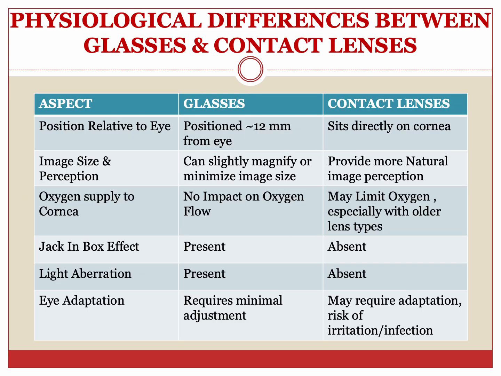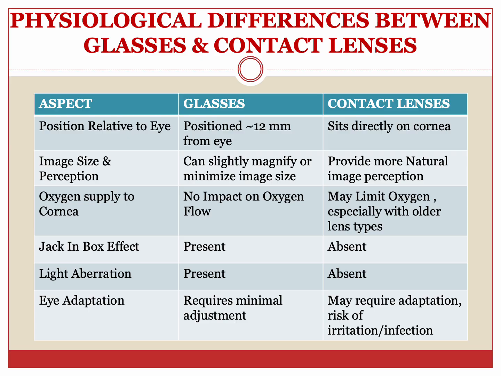Moving on to physiological differences between glasses and contact lenses. In position relative to the eye, glasses are a little further away compared to contact lenses, because contact lenses sit directly on the cornea. In image size and perception, glasses can slightly magnify or minimize the image size, but contact lenses provide more natural image perception. Oxygen supply to the cornea is hampered in contact lenses, but in glasses there is no impact on oxygen flow.